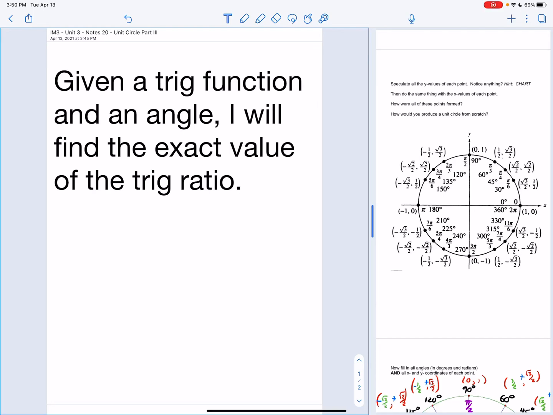Hey everyone, this is notes number 20. We could call this unit circle part 3.